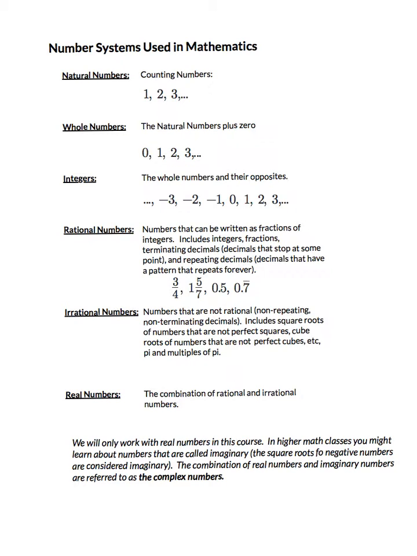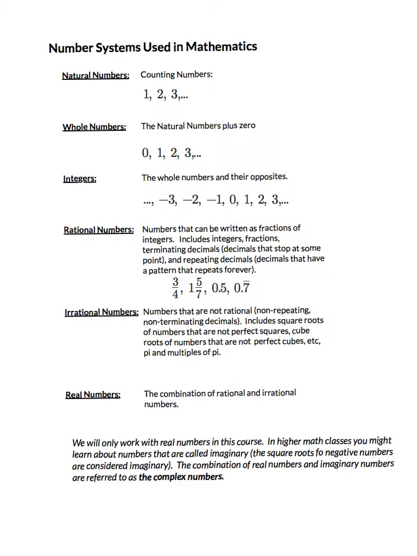So what is an example of an irrational number? Well, this is going to be our square roots of numbers that are not perfect squares, our cube roots of numbers that are not perfect cubes, etc. We also have pi and multiples of pi. These are some of the examples we will see this semester, but note that that is not a comprehensive list. There are other examples that you will see in future math classes.